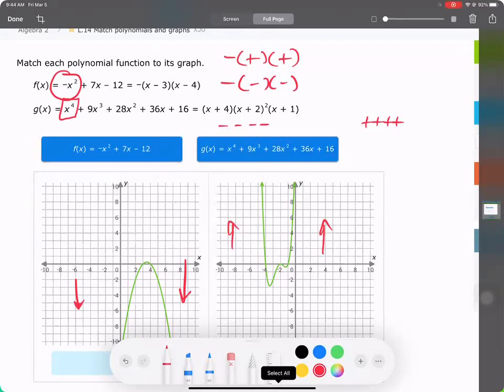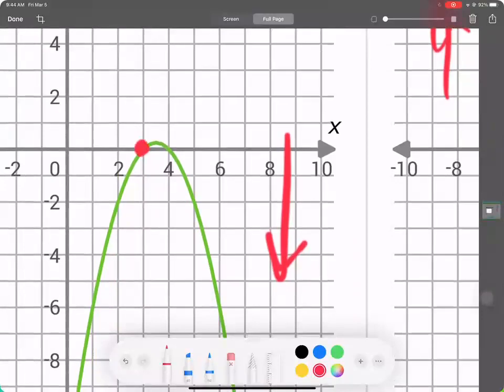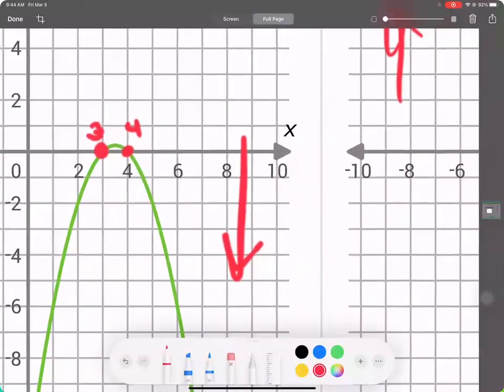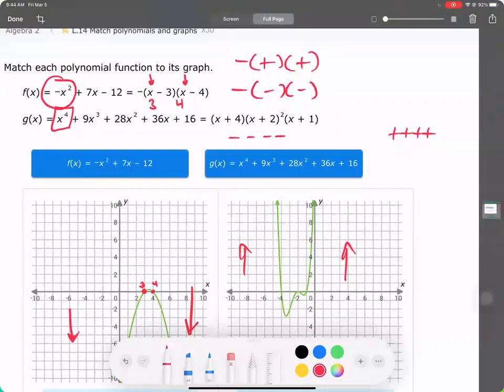But I want to show you this next part of this graph. What are the roots of this negative x squared graph? The roots are at 3 and 4. You guys agree with that, 3 and 4? And if you look at this graph here, the roots are at 3 and 4. That's another way for us to tell which graph is which, and characteristics of graphing a large order polynomial.